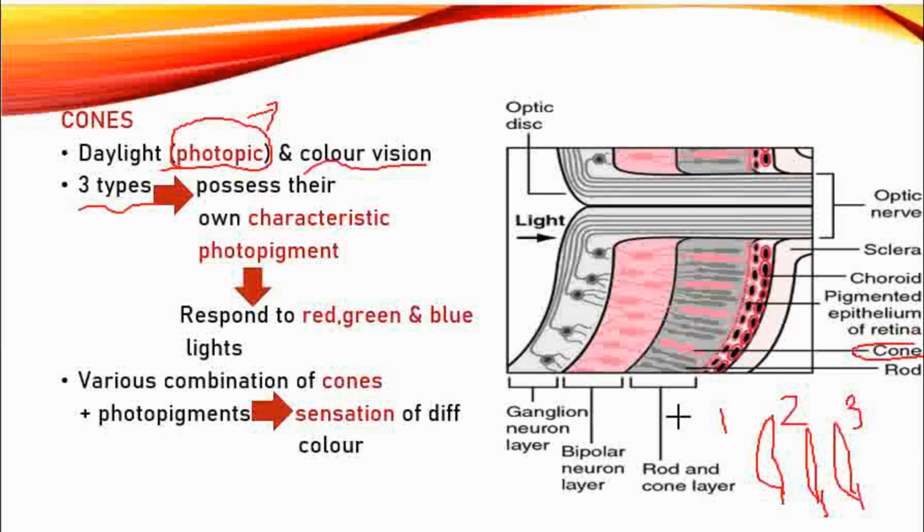So this will vary for each one. The photopigment present in it will be different. This third one will contain a different photopigment than the first and the second one. So that's what they say: the three types of cone cells have their own characteristic photopigment and they respond to basically these three colors, red, green and blue lights.